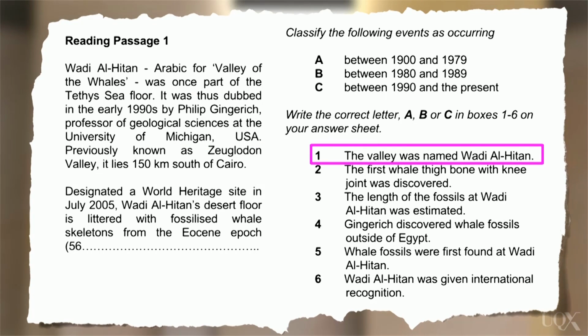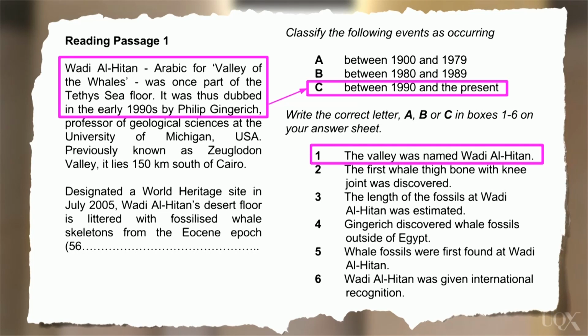Start with event number 1. The valley was named Wadi al-Hitan. If we take a look at the text, we can find that information here and a time reference, the early 1990s. That means the naming of the wadi fits into category C, between 1990 and the present. On the answer sheet, I would write C.